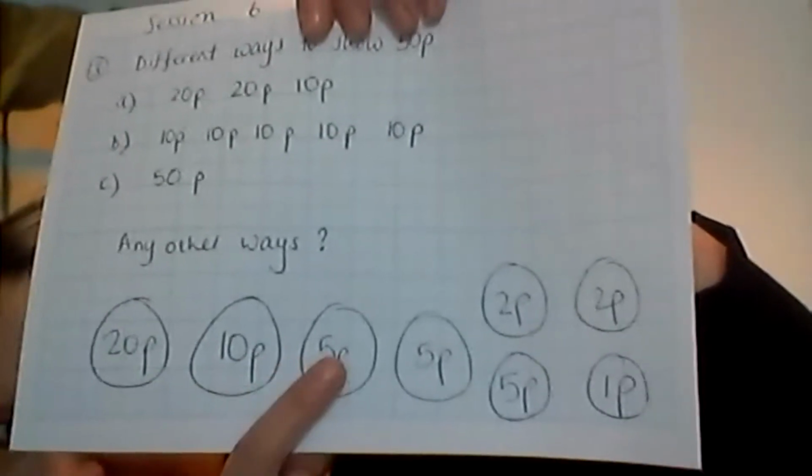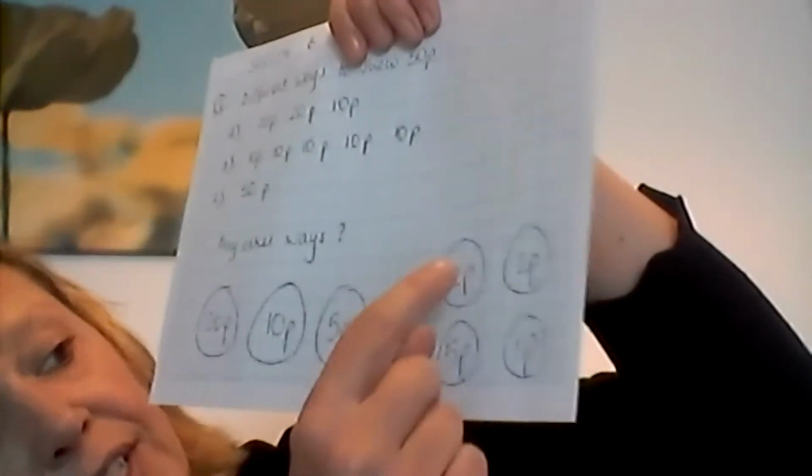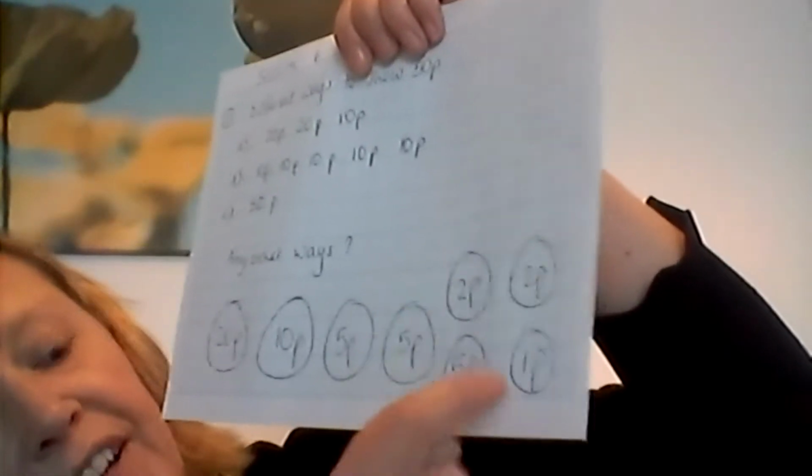I've got 20, 30, 35, 40, 45, 46, 47, 48, 49, 50. That's the way I made it. Did you make it that way, or did you find it another way?